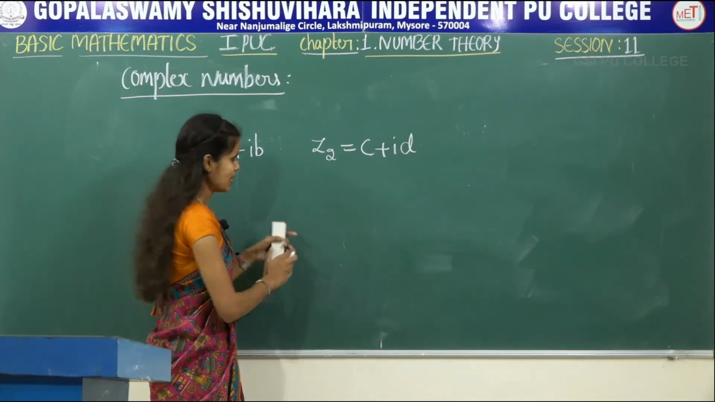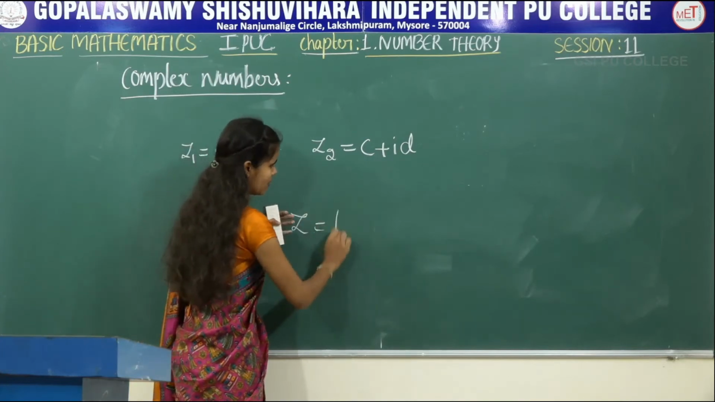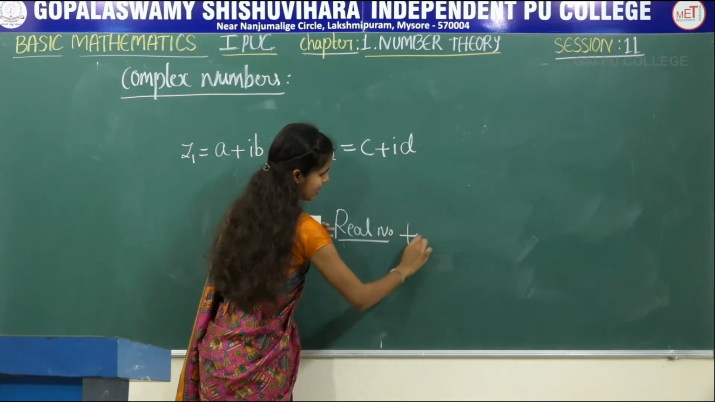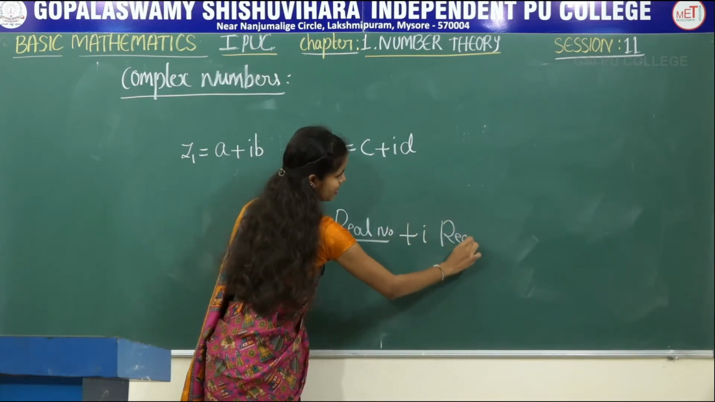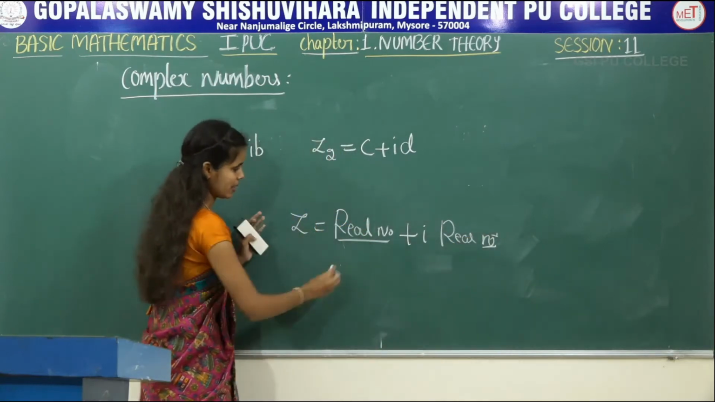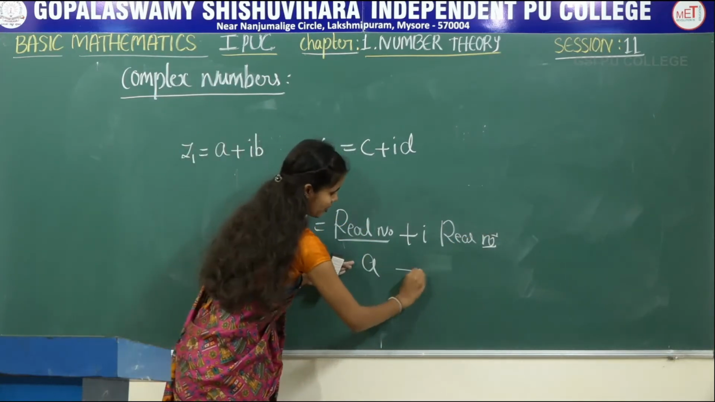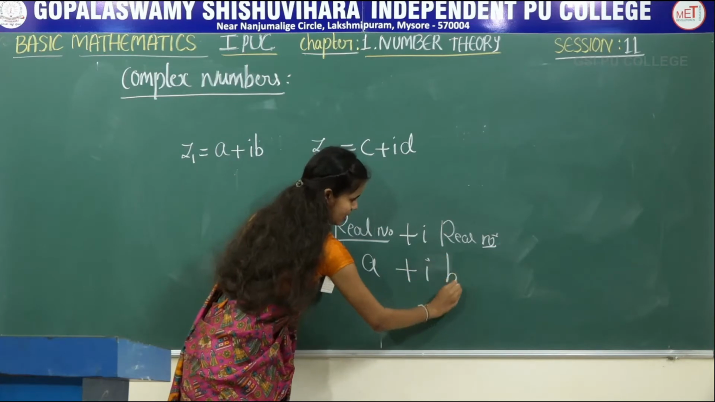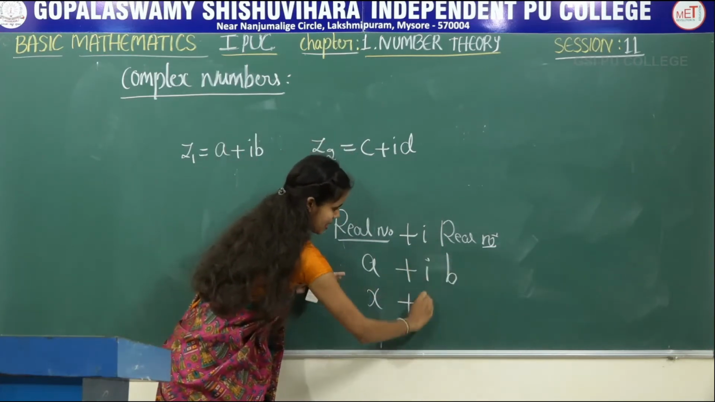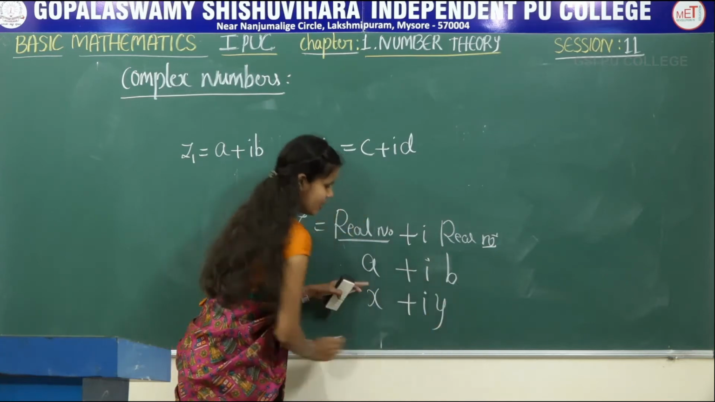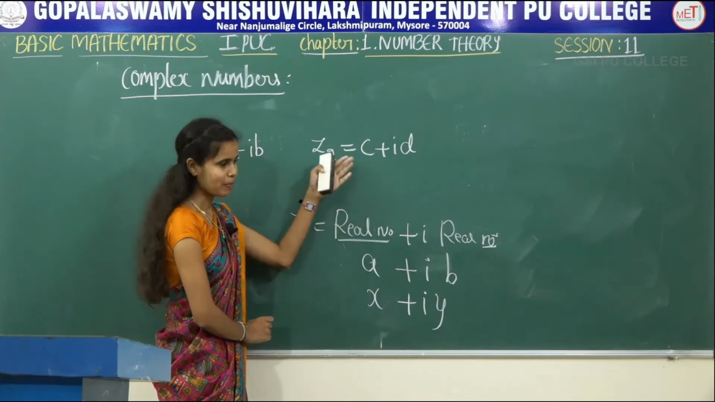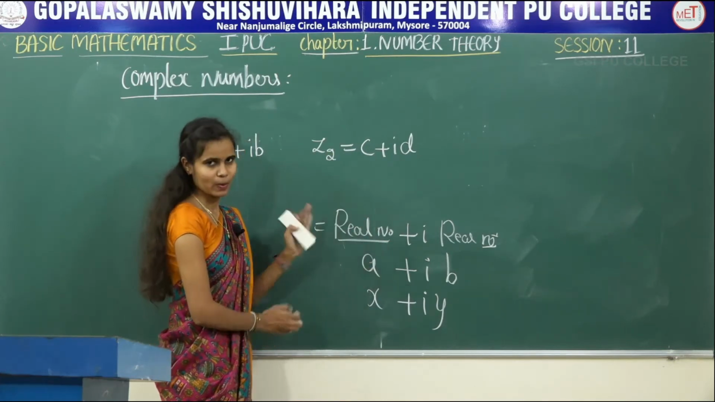A complex number must be in the form of real number plus I into real number. Write either a real number denoted by A, plus I times another real number B, or x plus I y. So it must be in the form of either a plus ib, c plus id, or e plus if, or x plus iy.